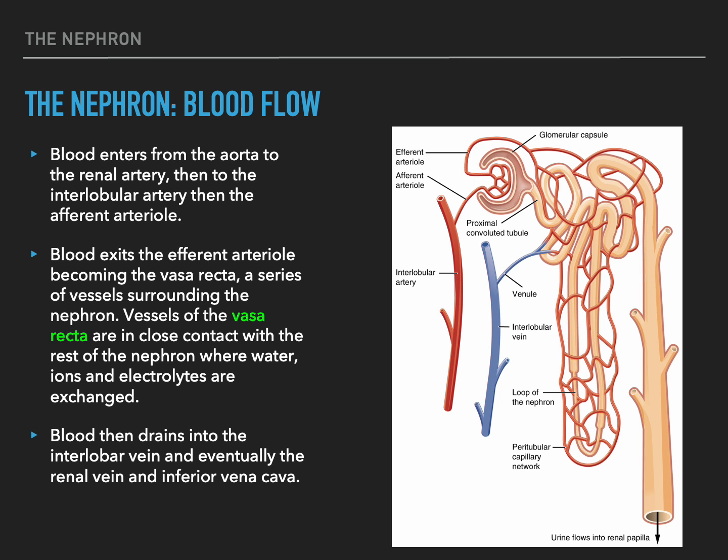Blood enters from the aorta to the renal artery, and then to the interlobar artery, and then the afferent arteriole. After the blood gets filtered in the glomerulus, it exits the efferent arteriole, which becomes the vasa recta, a series of vessels surrounding the nephron. Vessels around the vasa recta are in close contact with the rest of the nephron where water, ions, and electrolytes are exchanged. Blood then drains into the interlobar vein and eventually the renal vein and inferior vena cava. We're going to talk much more about the vasa recta in upcoming slides.